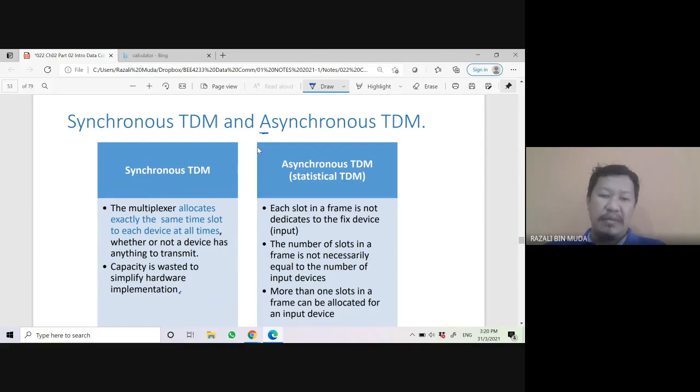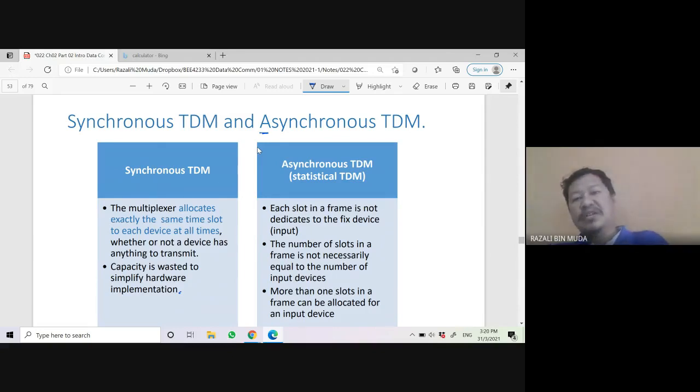So setiap device ada time slot dia. So tapi ada masalah dia lah. Masalah dia kalau device tu, sender tu tak ada, has nothing to send, then the slot is waste. Okay, the slot is waste.